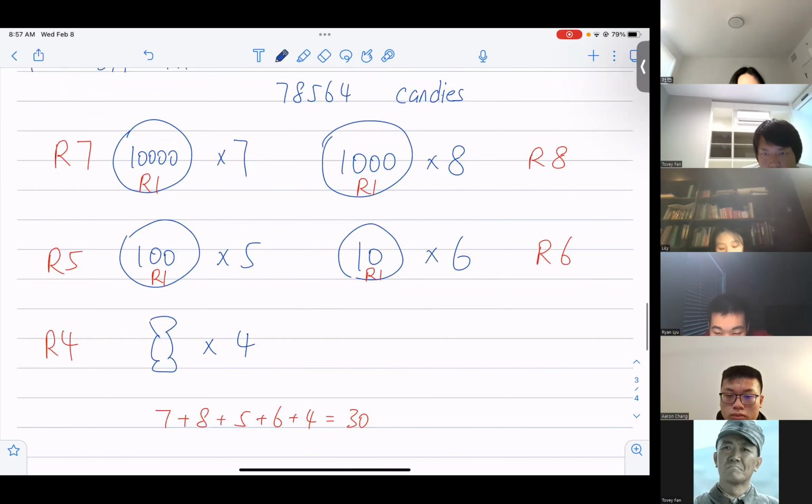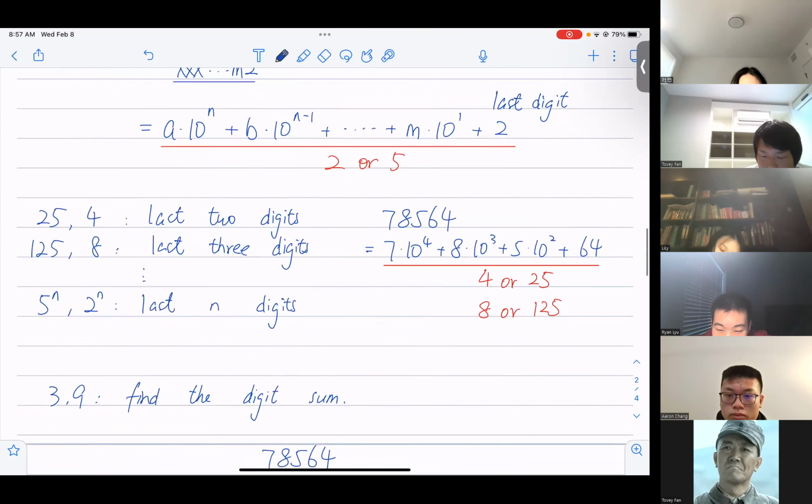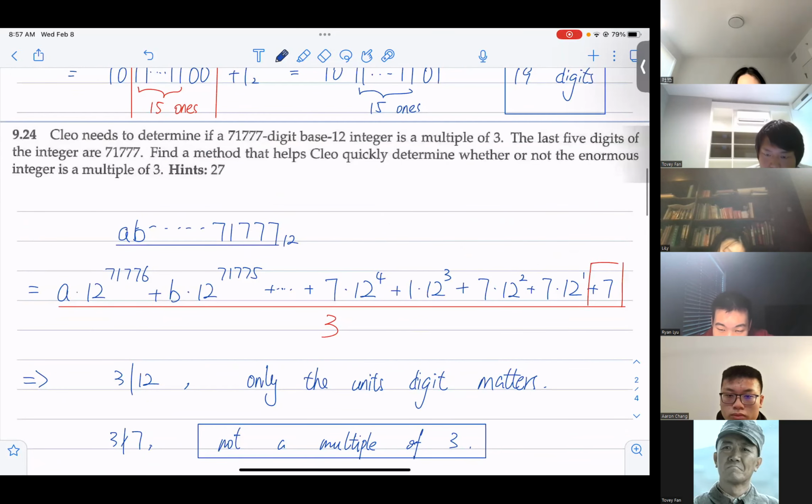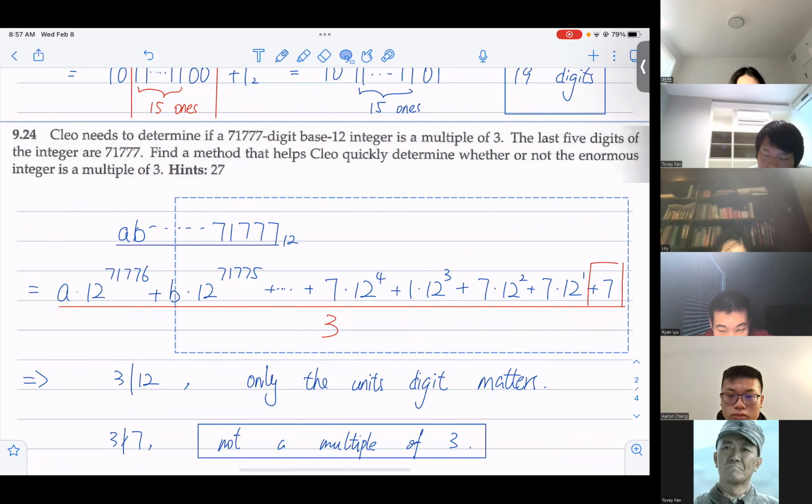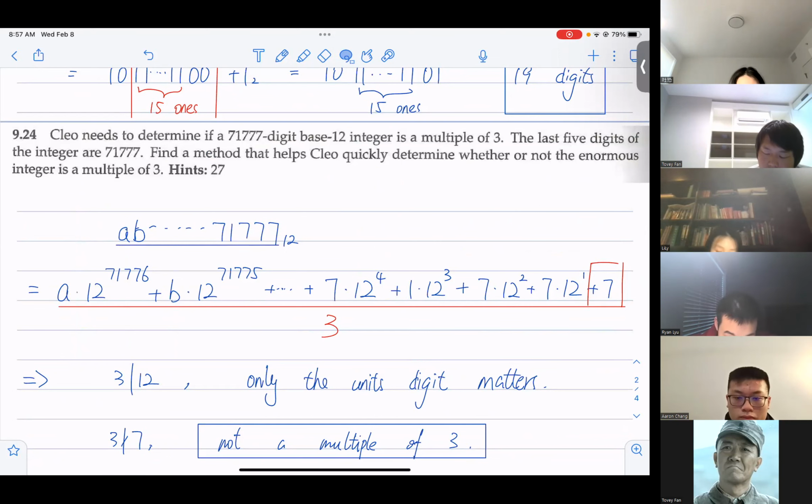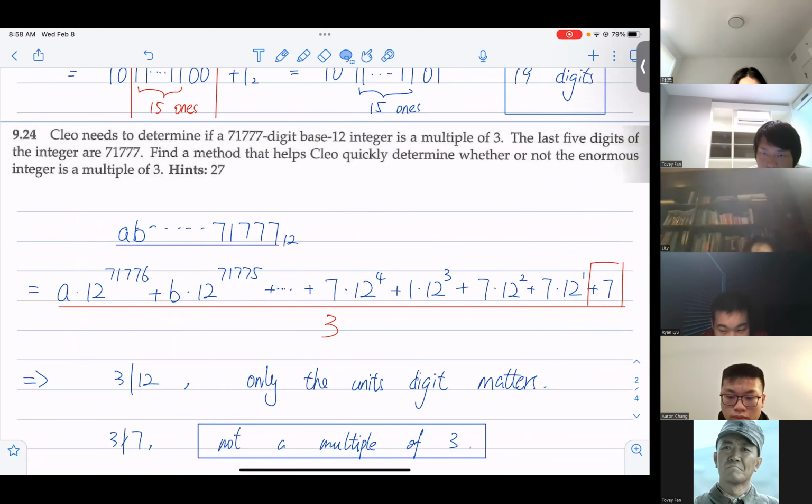Any questions so far for the divisibility rules for this question? Okay, so again, if you understand this, you can invent divisibility rules even for other base numbers, right? Even for other base numbers. So for example, in base 12, you can also find a digit sum to determine if it is a multiple of 11.